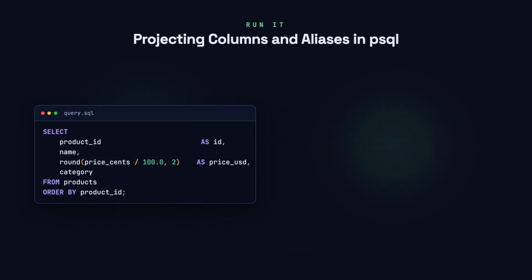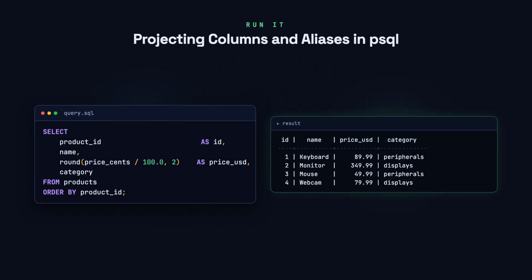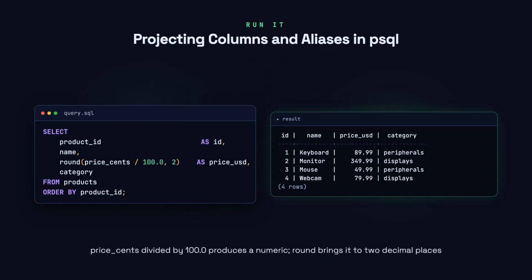Running this against our small products table, Postgres returns 4 rows with the aliased ID column and the computed price in dollars, exactly the 4 columns we named, in product ID order.